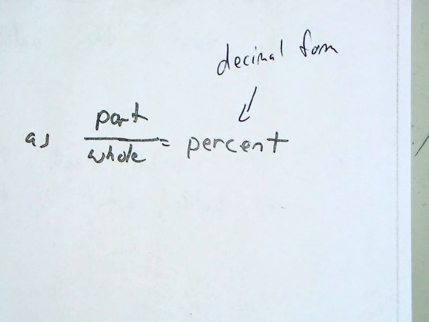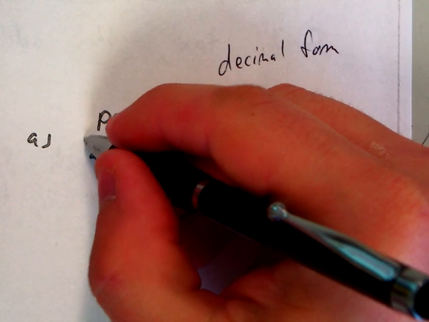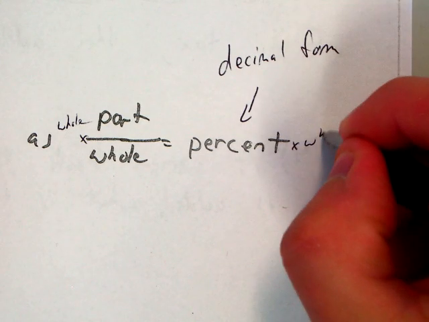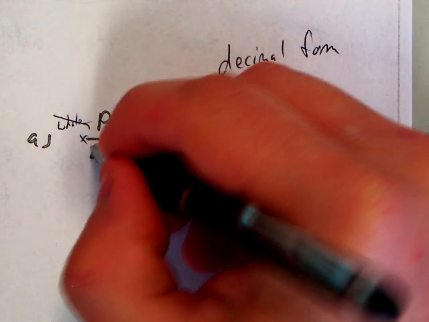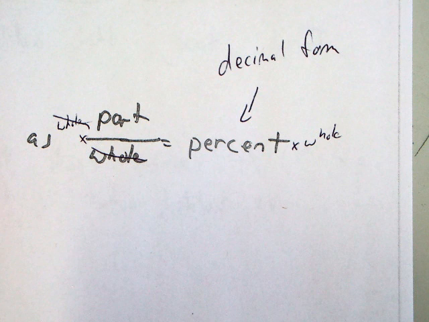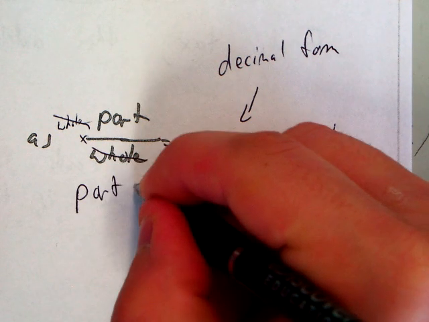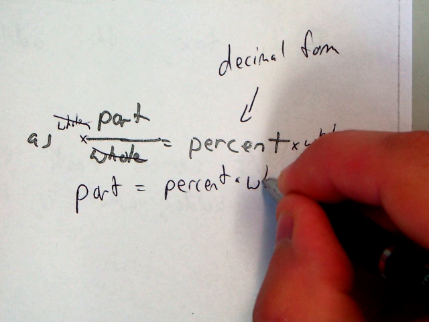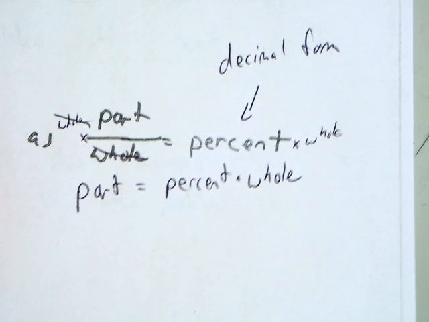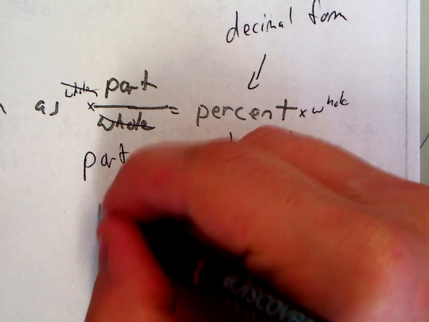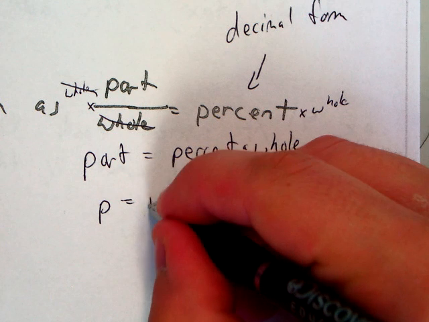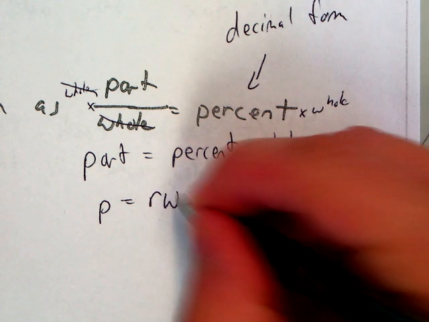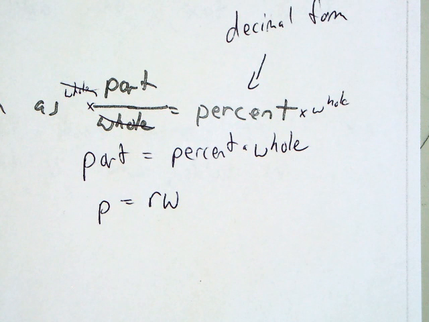So we can actually rewrite this. If we multiply both sides by the whole, on this side, that would cancel out, so I'm left with the part is equal to the percent as a decimal times the whole. Or if I wanted to use symbols, I could use P for part, R for the percent, because R would be rate, and then W for the whole. So I have P equals RW.